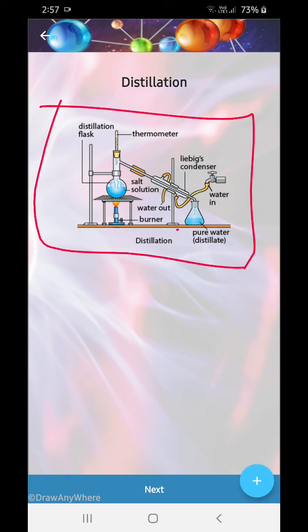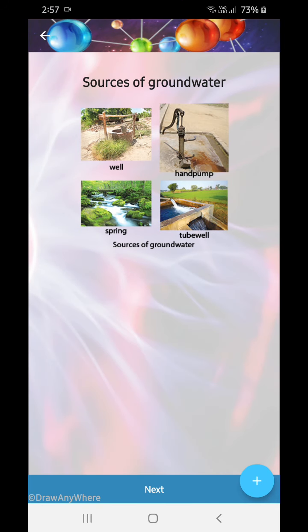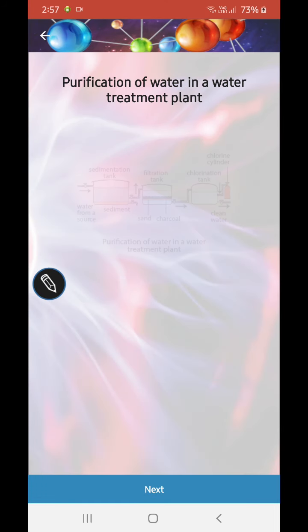Now, you should not drink distilled water, because there are many minerals in your body. Distilled water doesn't have any minerals, and water is a universal solvent. So, water will absorb all the minerals from your body and you will face problems then. Sources of groundwater, you know very well: hand pump, spring, tubewell. I won't have to explain it.